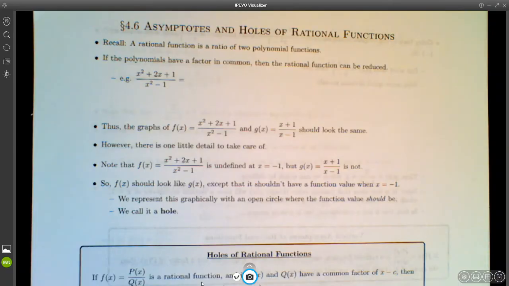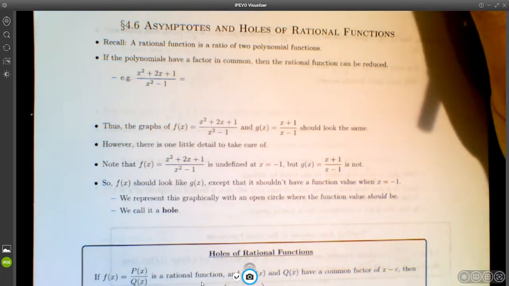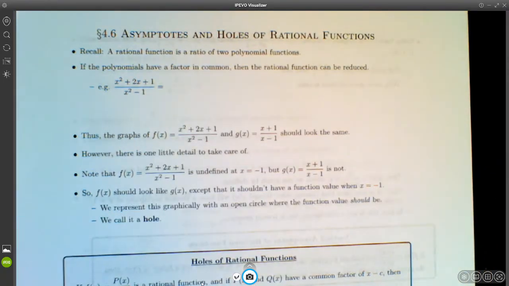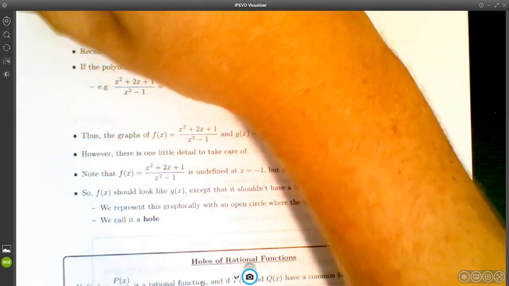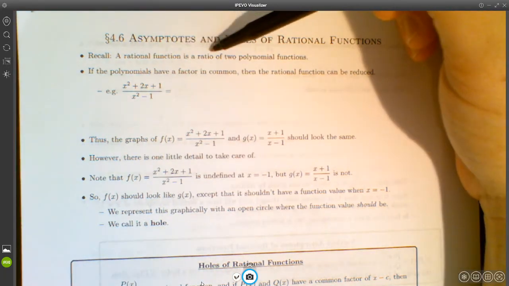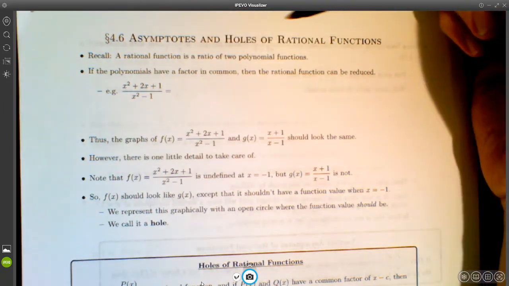All right, 4.6 is about, we're going to start to look at rational functions. In the first 5 sections of this chapter, we've pretty much summed up all that we're going to say about polynomials. The last 3 sections are going to be about rational functions. Rational functions are a natural thing to look at in conjunction with polynomials because rational functions are ratios of 2 polynomial functions.